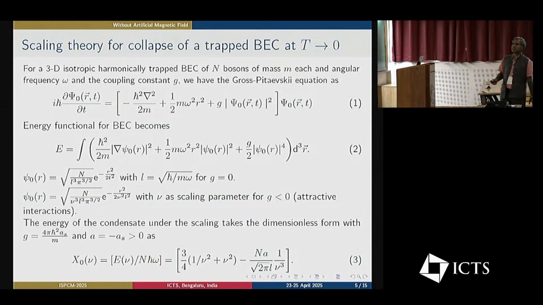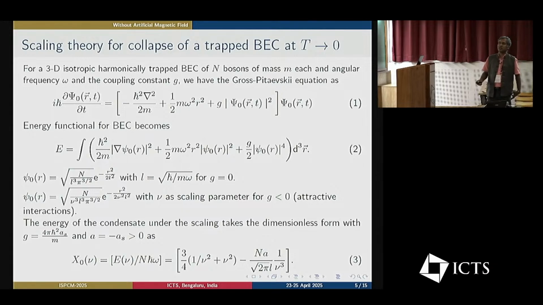For attractive interaction, this g is less than 0. In such a case, the wave function of the condensate is taken in the same form. Only one difference: L is now scaled with this factor nu. So nu is called the scaling parameter, and this is the scaling ansatz. Within this scaling ansatz, the energy of the condensate takes this form.